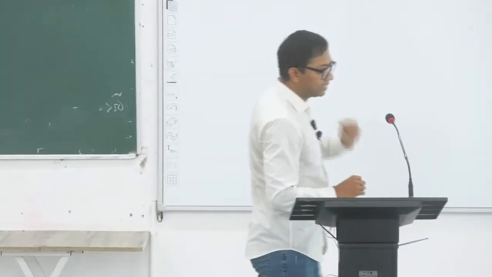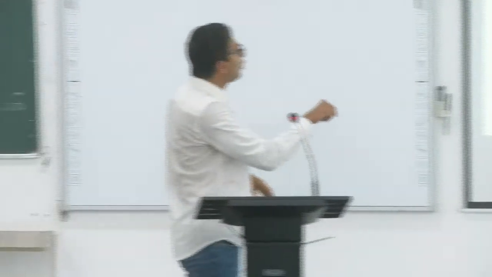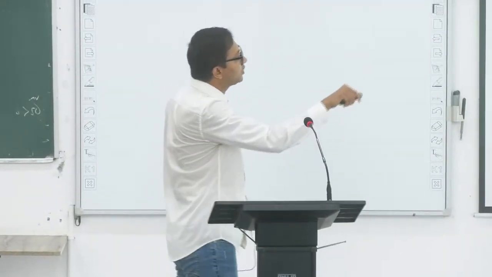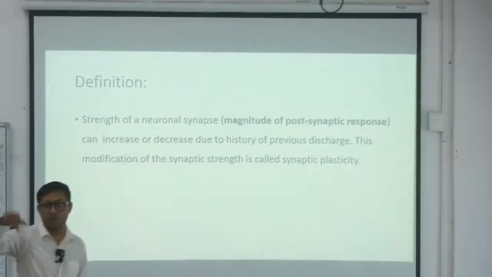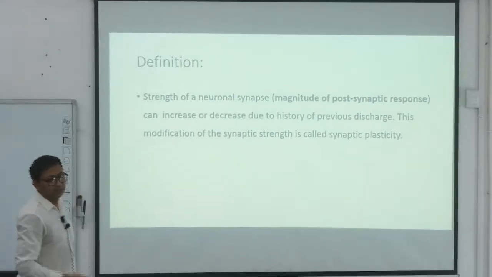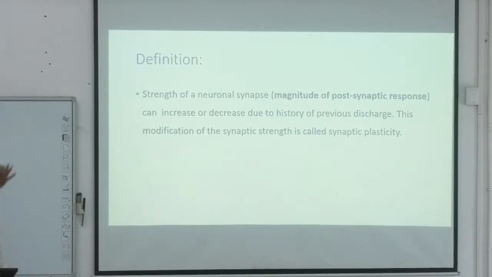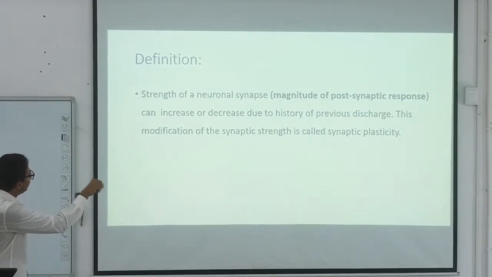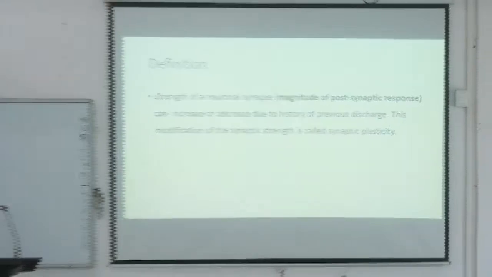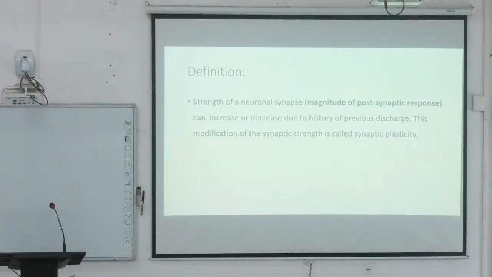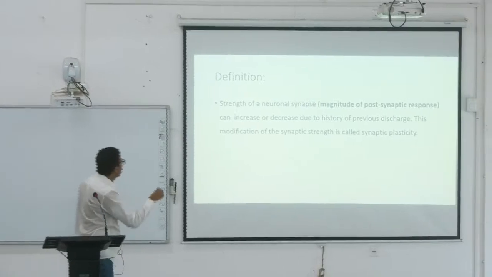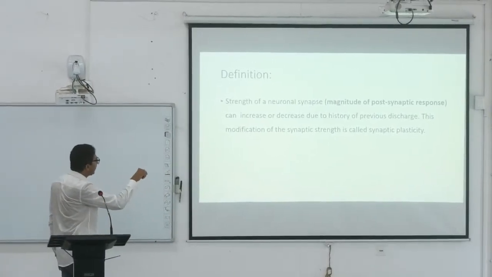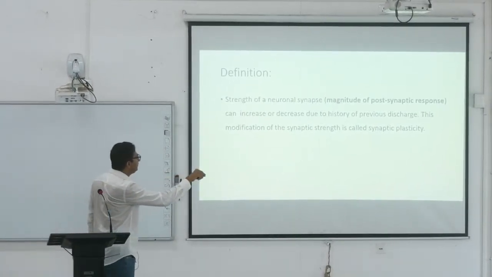Now the definition of synaptic plasticity, it will be asked in the Viva examination, right? So strength of a neuronal synapse, that is magnitude of postsynaptic response, meaning when an action potential goes to one neuron, how much the next neuron will be activated, right? The amount of EPSP, the magnitude of EPSP, right? So the strength of neuronal synapse, the magnitude of postsynaptic response, depends on the history of previous discharge, right? So strength of a neuronal synapse can increase or decrease due to history of previous discharge.